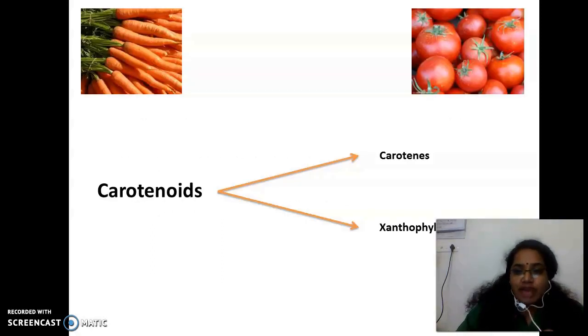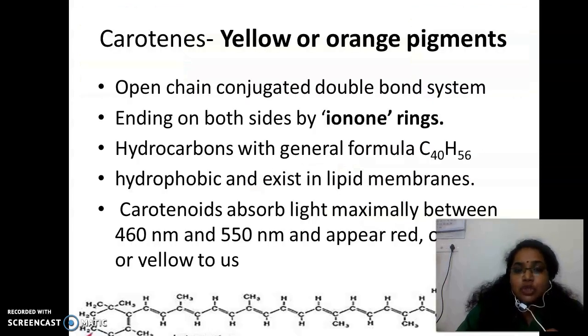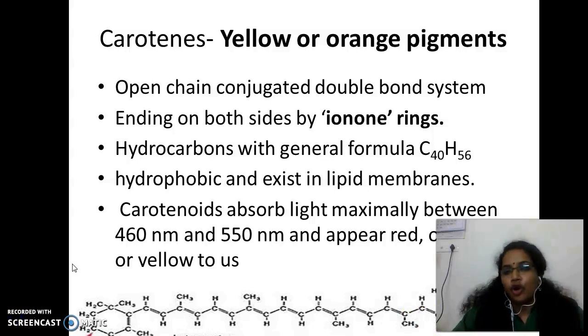There are two types of carotenoids, carotenes and xanthophylls. Coming to carotenes, carotenes are yellow or orange pigments. They are open chain conjugated double bond systems ending on both sides by an ionone ring.